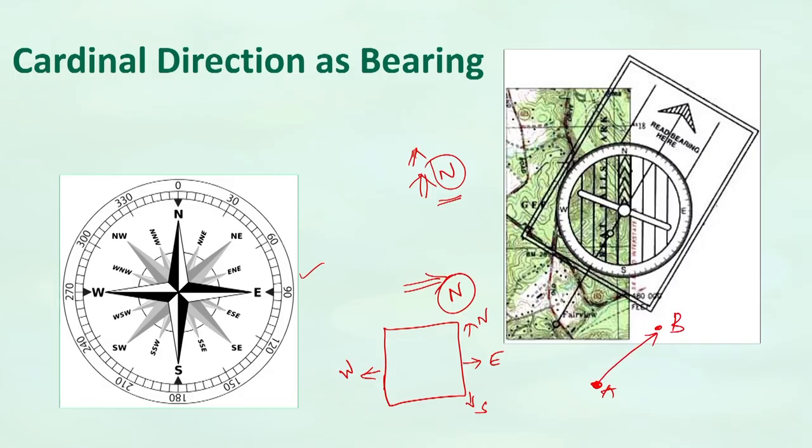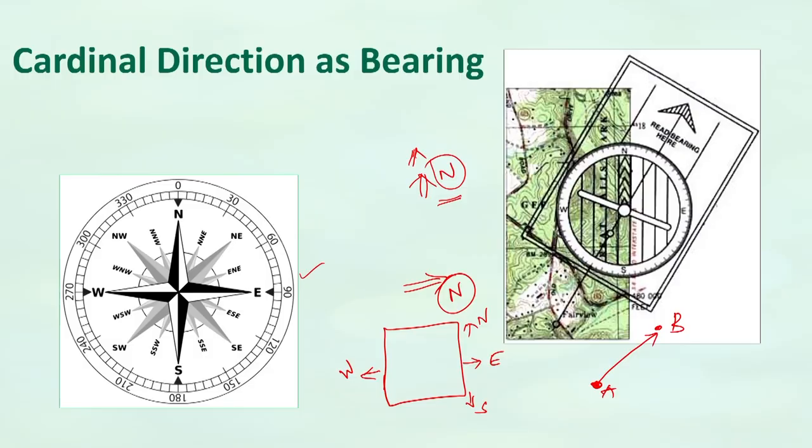From A to B, what is the direction? What is the bearing? Okay. If you say northeast, that is a cardinal direction. Suppose instead of saying northeast, you say 45 degrees. This is called bearing.